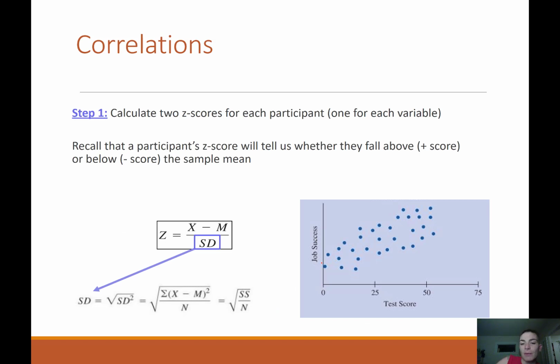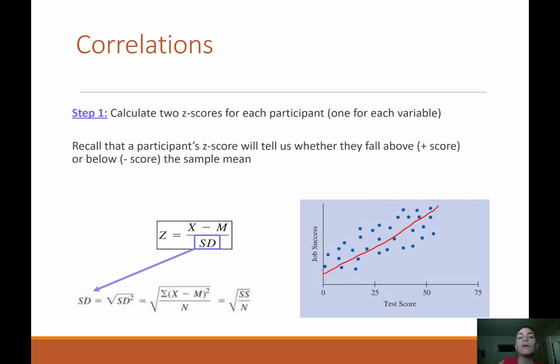Another example from the book is job success and a test score. You could see that we would first visualize the relationship to make sure that it's linear. And this looks approximately linear to me, right? We could draw a straight line that pretty adequately describes the relationship between these 2 variables. So I'm convinced that we're safe to go ahead and calculate Pearson's correlation coefficient. So step 1 of calculating the correlation coefficient is to calculate a z-score for each participant for each variable. So we end up with 2 z-scores per person.